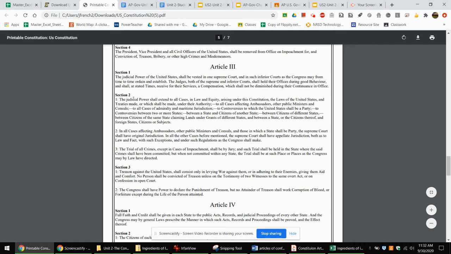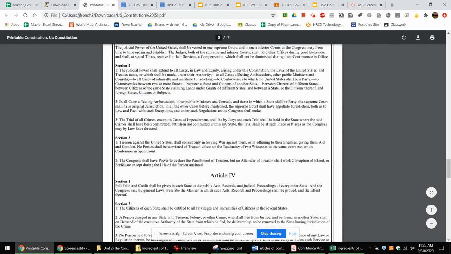Section 2 was all about jurisdiction. So this is the idea of when can the federal courts hear certain cases. We'll talk more about jurisdiction when we get into the judicial branch. Section 3 is all about treason. So there's actually this criminal statute in the Constitution. So that is what section 3 is about.